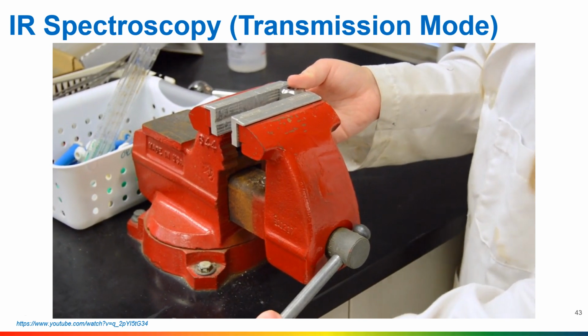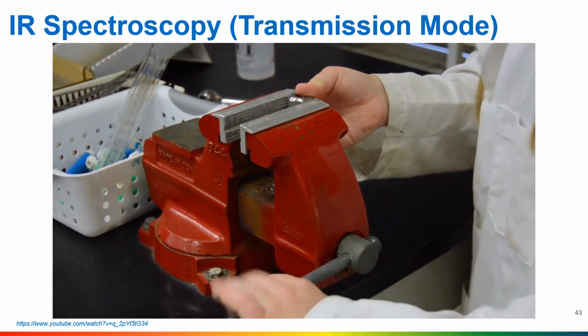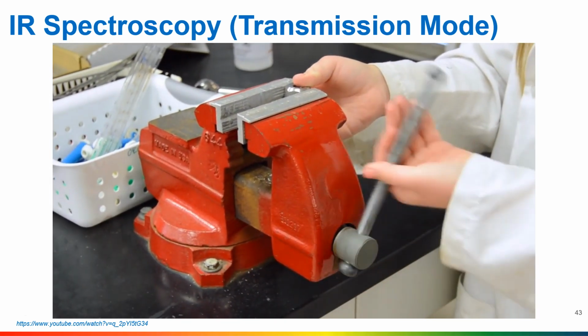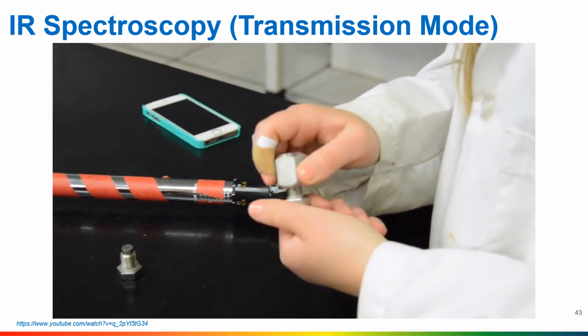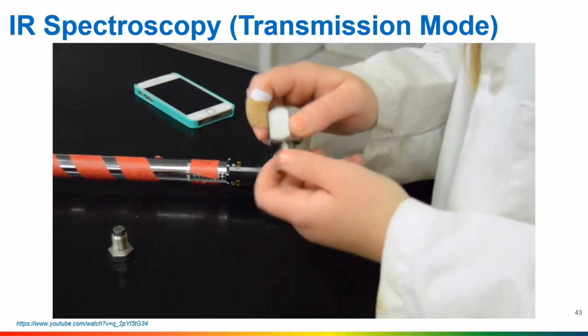Loosen the bolt from the clamp and hold in your hand. Unscrew the bottom screw. Tap the sides of the bolt on the lab bench to remove loose particles.